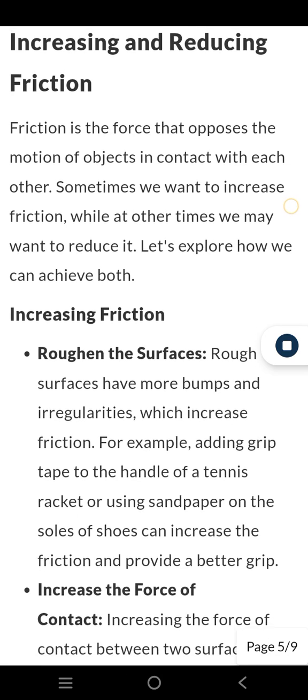Increasing and reducing friction. Friction is the force that opposes the motion of objects in contact with each other. Sometimes we want to increase friction, while at other times we may want to reduce it. Let's explore how we can achieve both.